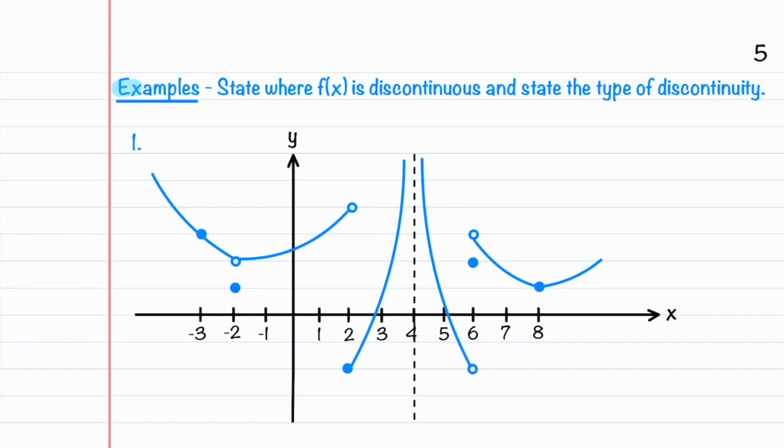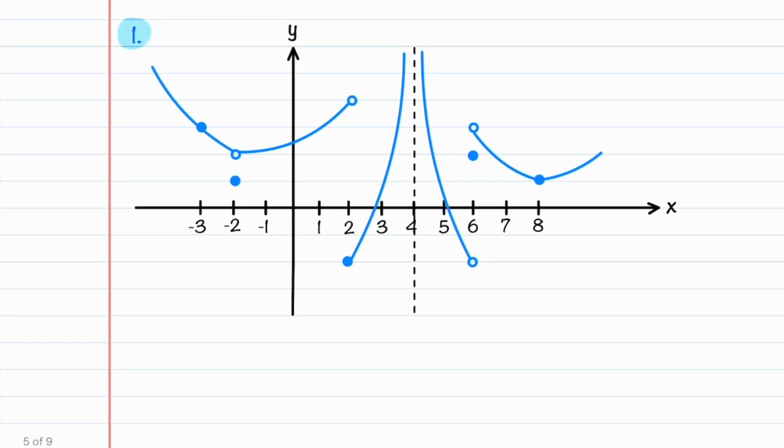We're going to now look at some examples where we are going to state where our function is discontinuous and then state the type of discontinuity. In our first example, we are going to be looking at this graph. There is a lot to that graph.